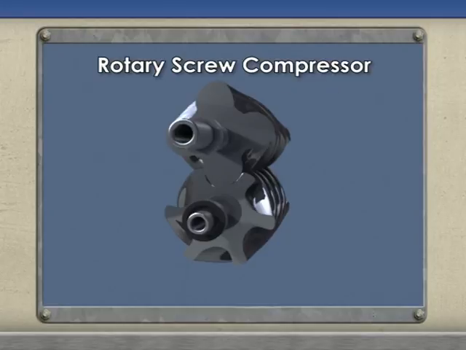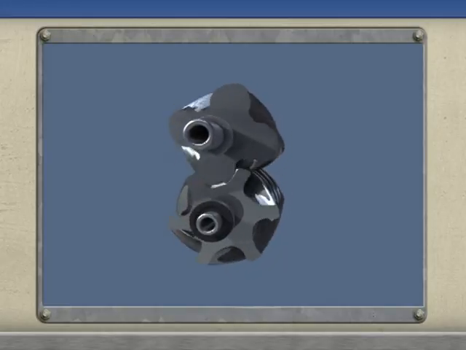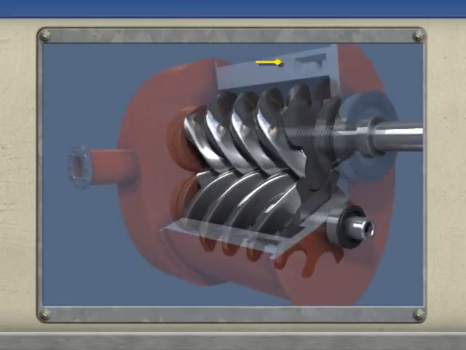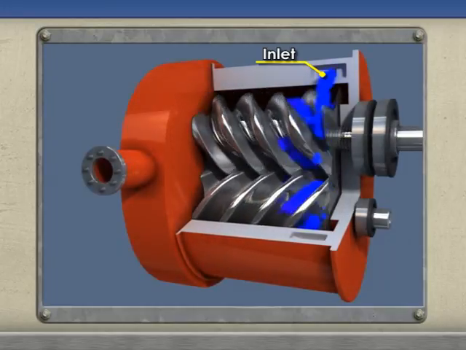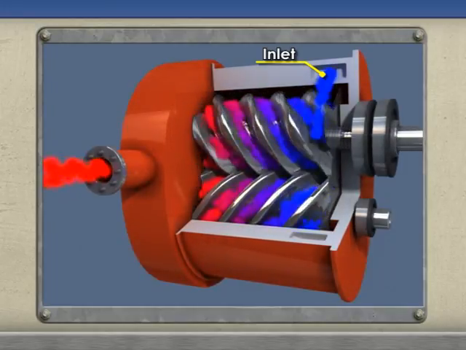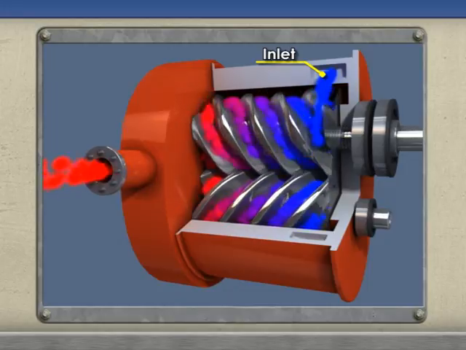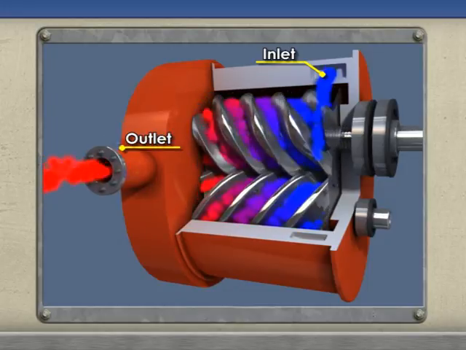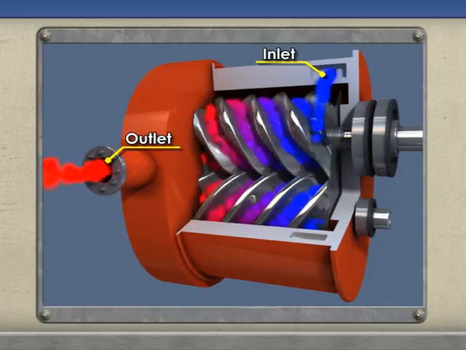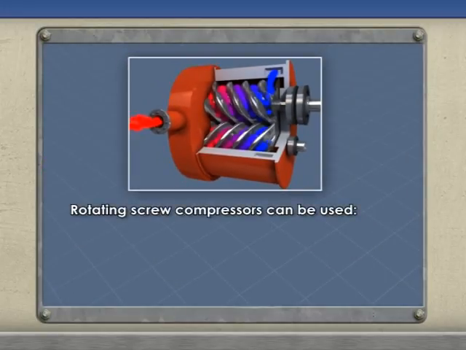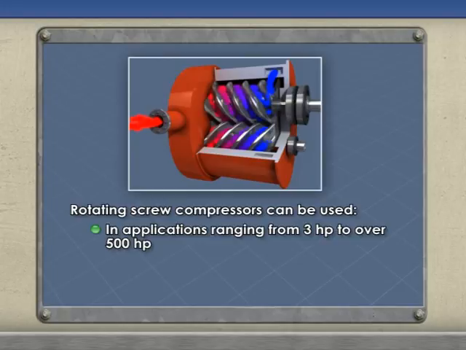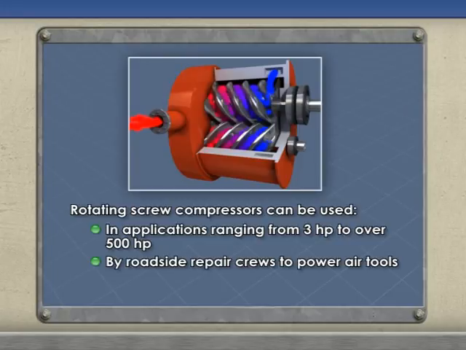Rotary screw compressors are also positive displacement machines. These compressors employ two rotating, interleaved helical screws which capture air in a pocket between them. The space in which the air is trapped becomes smaller as it moves down the axis of the screw. The compressed air is discharged from the opposite end of the intake. Rotating screw compressors can be used in applications ranging from 3 horsepower to over 500 horsepower. They are commonly used by roadside repair crews to power air tools and are also used for automobile engine superchargers.